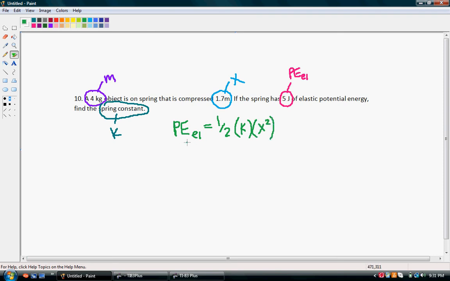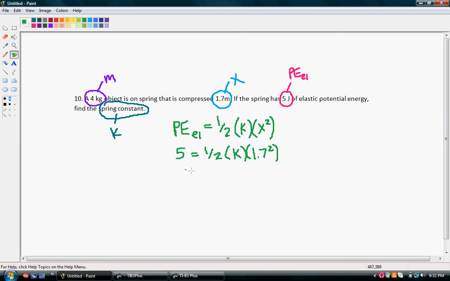So we're going to go ahead and plug in our numbers. We know that the energy here is 5 joules of elastic potential energy. And then we have our 1/2. K, our spring constant, is what we're trying to figure out. Find the spring constant. And we know our x, how much the spring is being compressed, is 1.7 meters. So this will be 1.7 squared.